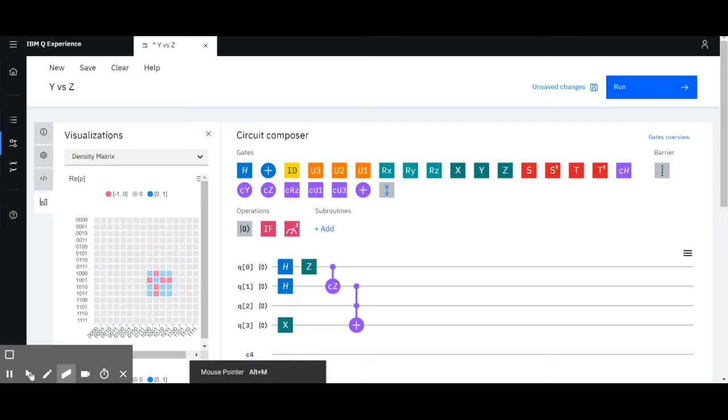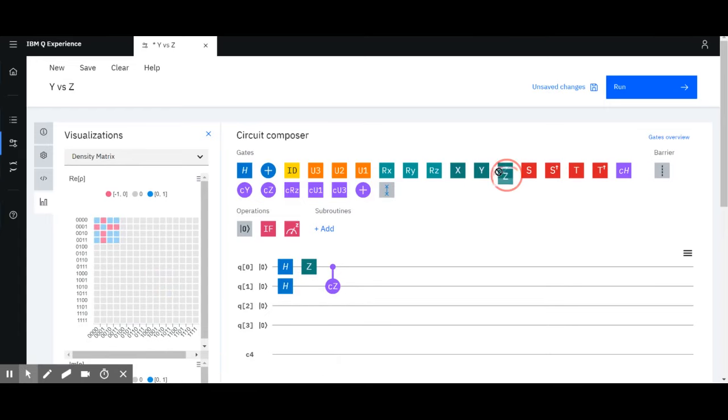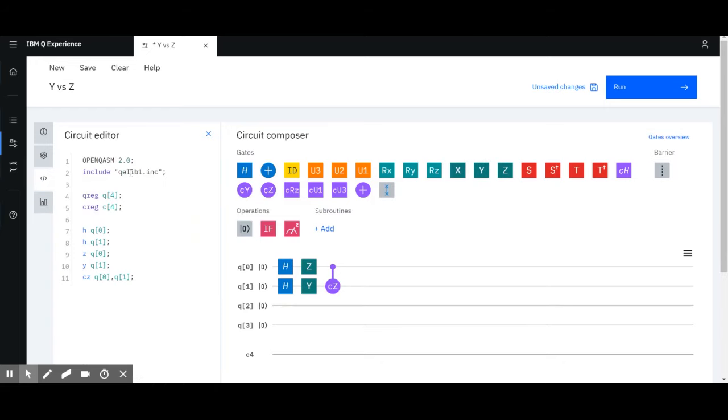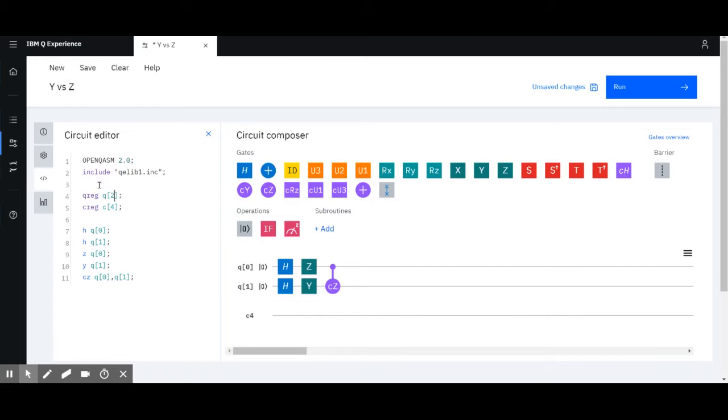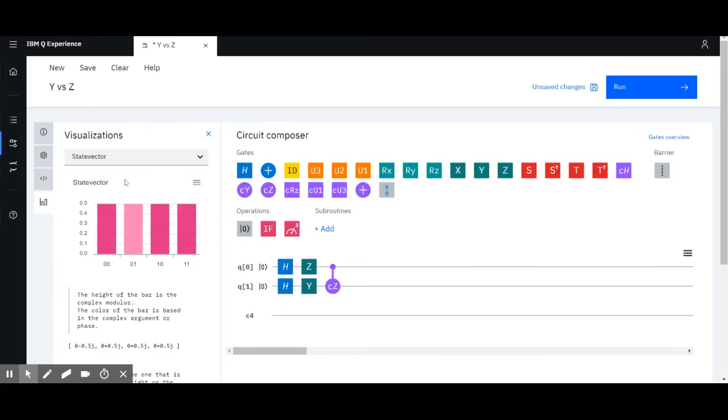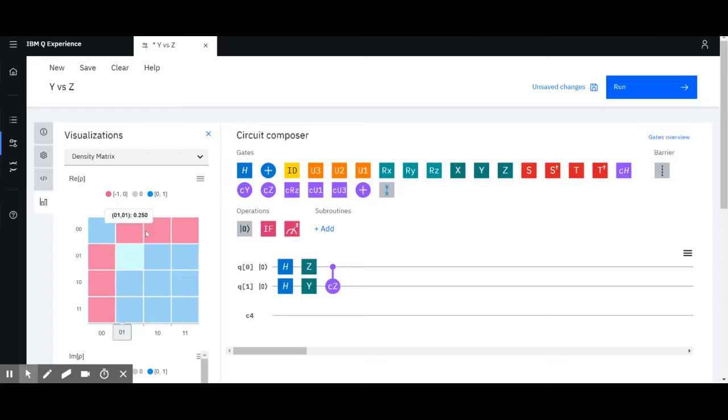Just going a bit slow right now. So let's go back to what we had, and then I'll put something here. This doesn't have any meaning, it's just random stuff. And let's get back to two qubits. So the density matrix is a bit easier to handle now.